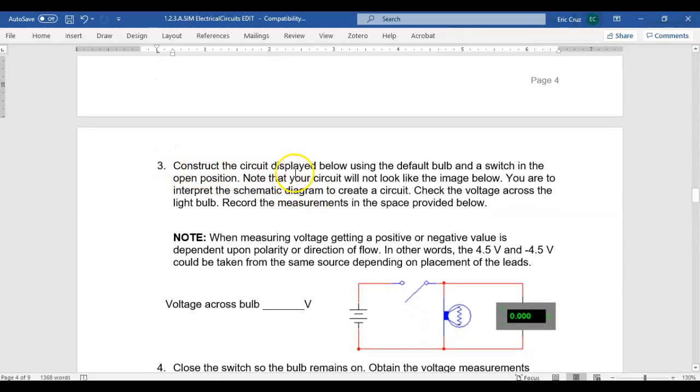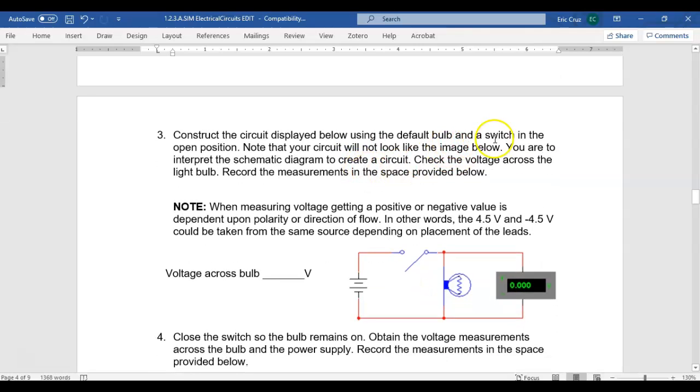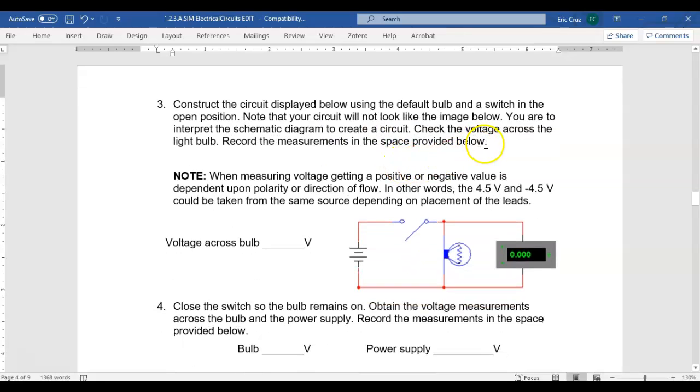Alright, number 3 says construct the circuit displayed below using the default bulb and a switch in the open position. Note that your circuit will not look like the image below. You are to interpret the schematic diagram to create a circuit. We're going to check the voltage across the light bulb and record the measurements in the space provided below. When measuring voltage, getting a positive or negative value depends upon polarity or direction of flow. In other words, the 4.5 volt and negative 4.5 volt could be taken from the same source depending on placement of the leads. So let's make the circuit.